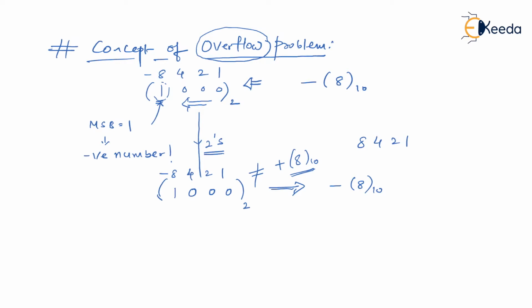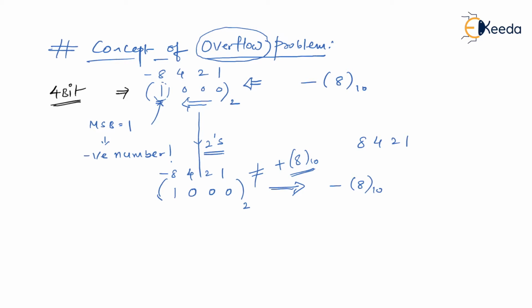The reason why it is called the overflow problem, let us understand why this is happening. So observe something. What is the size of the number? I repeat, observe what is the size of the number. See carefully. The size of the number is 4 bit. Yes or no? The size of the number is 4 bit.